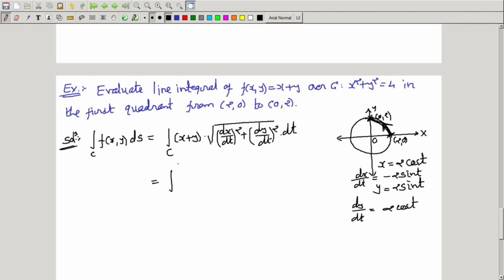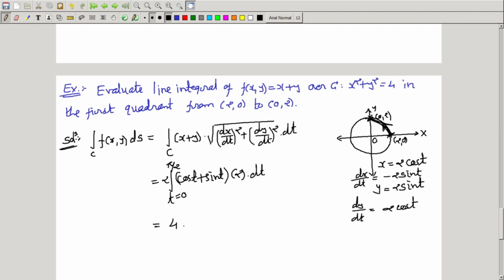So this is equal to integration over x plus y is 2 times cos t plus sin t into square root of dx by dt square. So square of this, that is 4 times sin square t plus 4 times cos square t. Sin square t plus cos square t is 1, right? So this is square root of 4. Square root of 4 is 2 dt. And what is t? T is the curve from first quadrant. So t is equal to 0 to pi by 2.